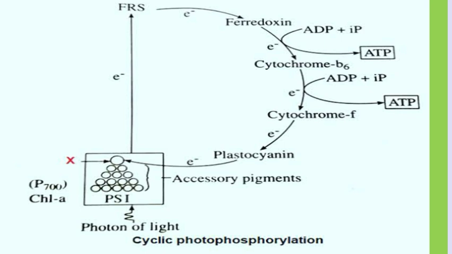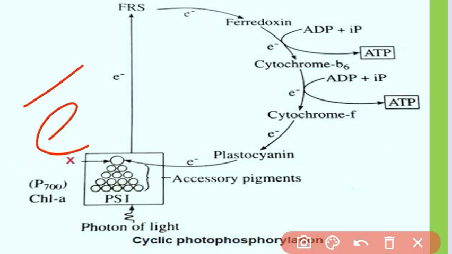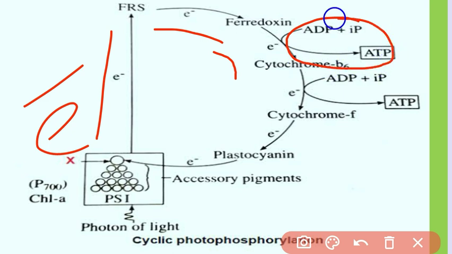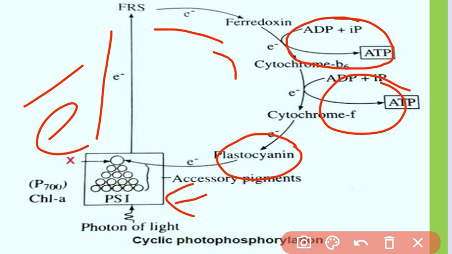here in a cyclic photophosphorylation, photosystem first is only involved in it. The excited electron with high energy stored in it gets transferred to a pyridoxine reducing substance, then to pyridoxine, then to cytochrome B6. Here the ADP gets converted to ATP, then from cytochrome B6 to cytochrome F, another molecule of ATP is formed, then plastocyanin, and plastocyanin reverses back to photosystem first. So the electron is cycled. But in this cyclic photophosphorylation, at two stages there is a formation of an ATP molecule.